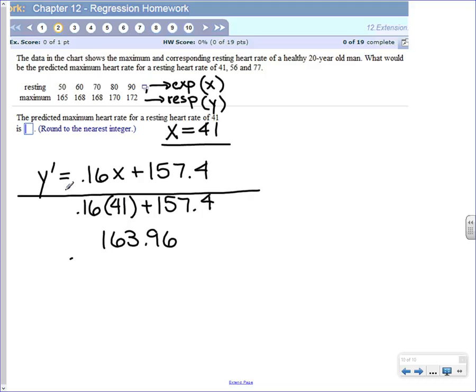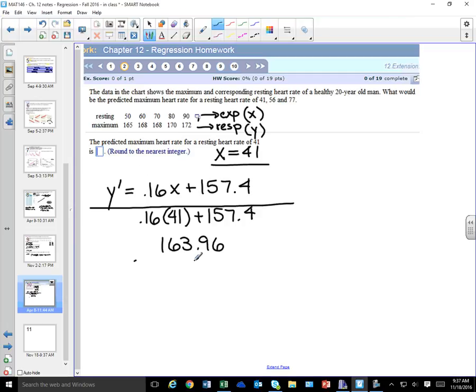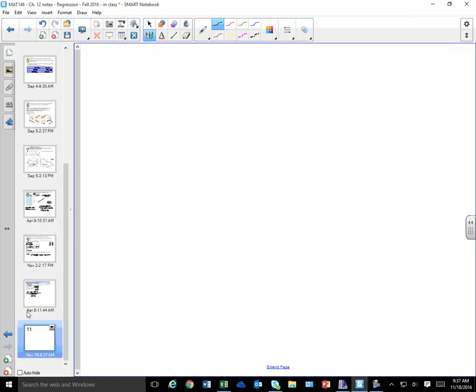Okay, so we find that regression equation using our calculator or Excel by putting these into list 1 and list 2 there, and then we get this answer here, 163.96. And that is our last slide for 146.